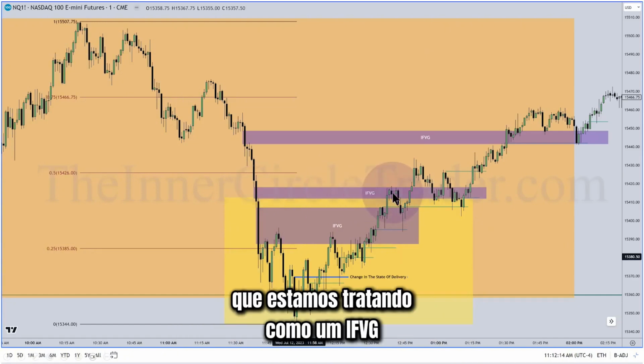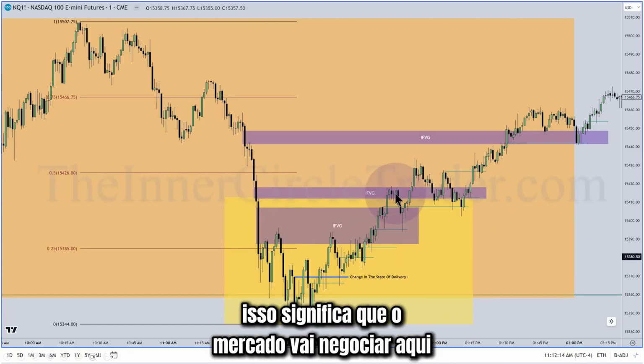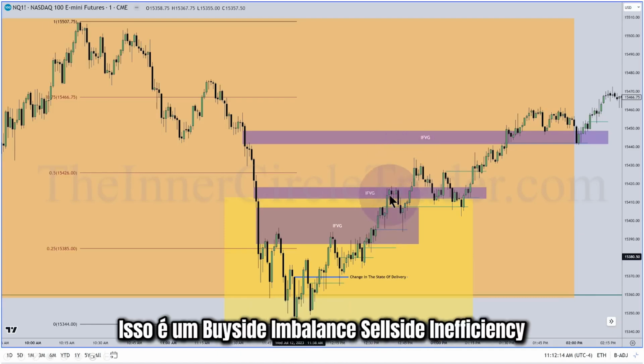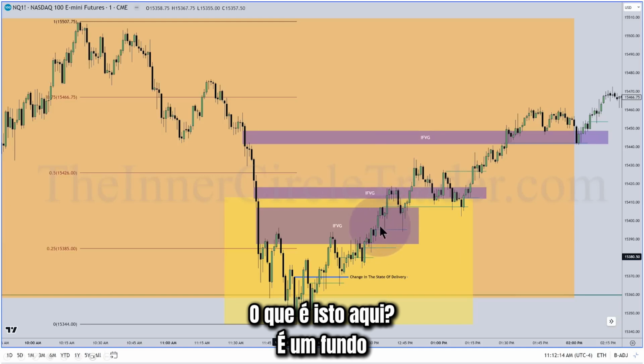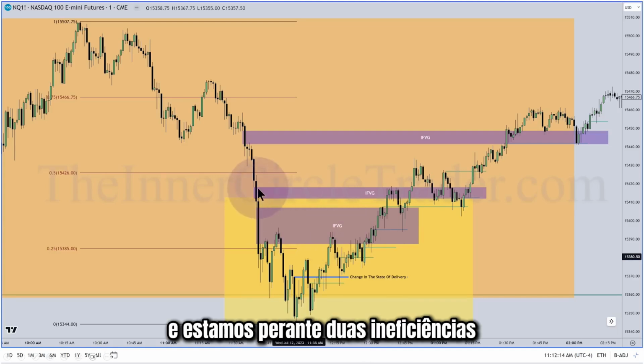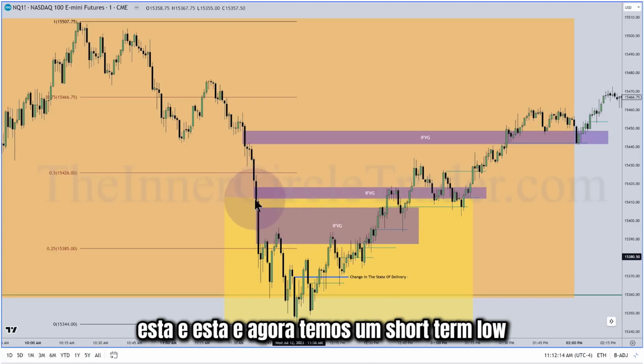Here, we rally up to what? This gap. We're treating it as an inversion fair value gap. Does that mean it's going to trade right here and go higher right from there? No, we have to wait and watch. What is this here? This is a buy side imbalance, sell side inefficiency. What is this right here? It's a swing low. We've had a nice move outside of the range of these relative equal highs, and we're into two inefficiencies, this one and this one.